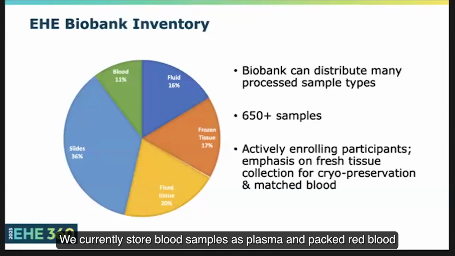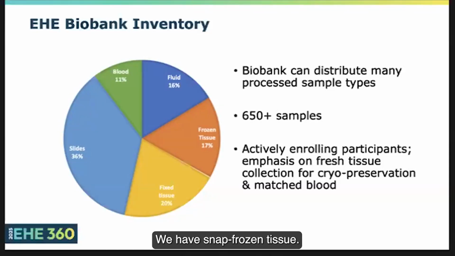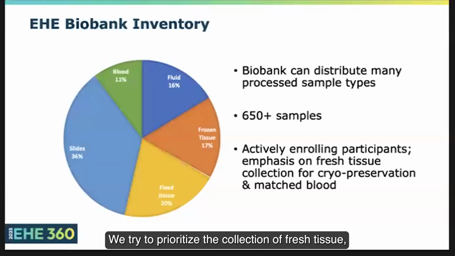We currently store blood samples as plasma and packed red blood cells. We have fluid from ascites and pleural drains. We have cryopreserved tissue. We have snap frozen tissue. We have formalin fixed tissue, and we have pre-cut slides. We try to prioritize the collection of fresh tissue, which is processed on site at the Cleveland Clinic by Dr.